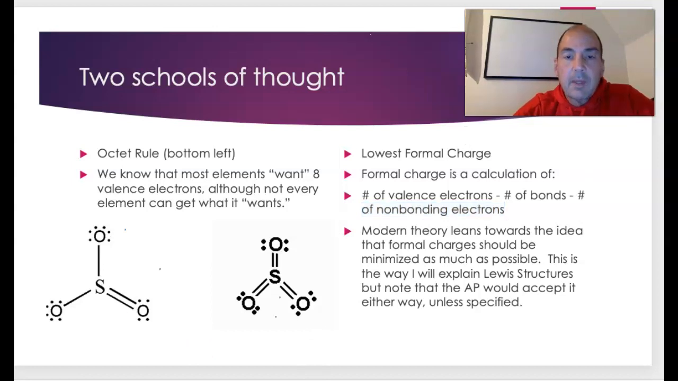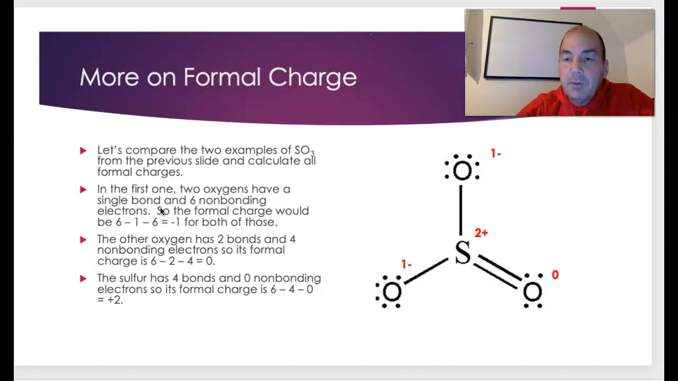Let me go on. If we go back to the first one and count out formal charges, looking at this oxygen here, we take its number of valence electrons, which for oxygen is 6. We subtract the number of bonds, 1. We subtract the number of non-bonding electrons, that's 6 dots. So 6 minus 1 minus 6 means that this is -1. And this one would also be the same because it has the exact same setup. If we go to the other oxygen, it has 6 valence electrons, but now it has 2 bonds and 4 dots. 6 minus 2 minus 4 is 0, so this has a 0 formal charge. Well, zeros are good, so that's all right.